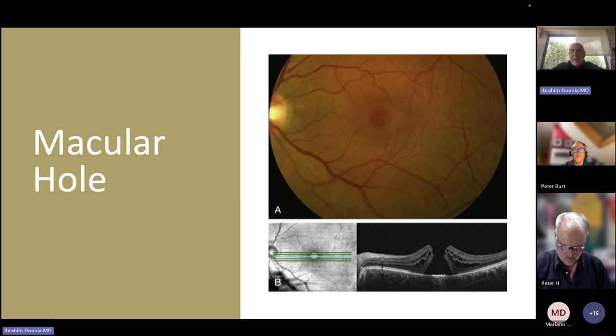Macular hole. Direct trauma to the eye may cause a hole in the macula. The patient may lose central vision, and this is how it looks. This is called OCT, which is like a CT scan of the eye.